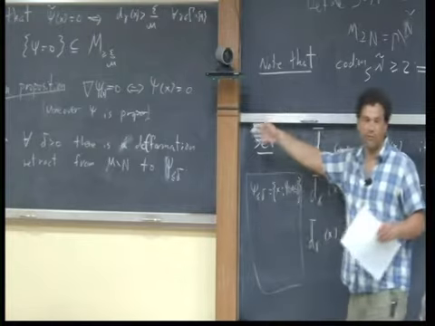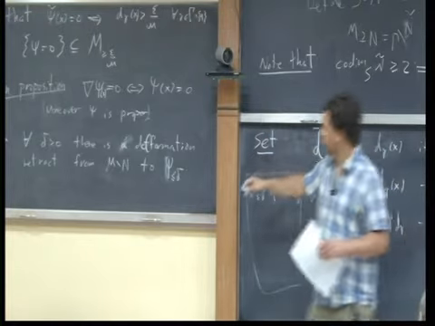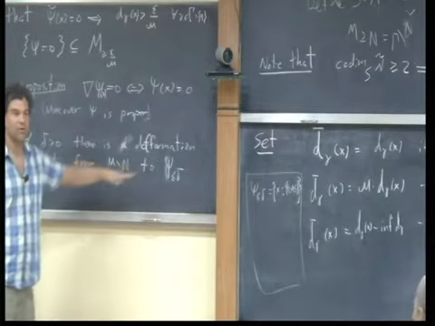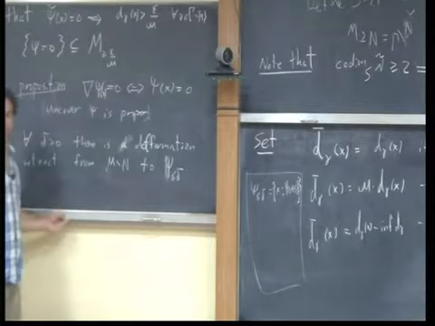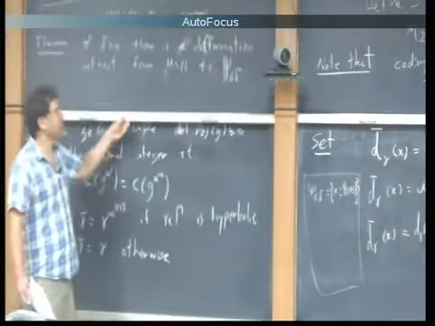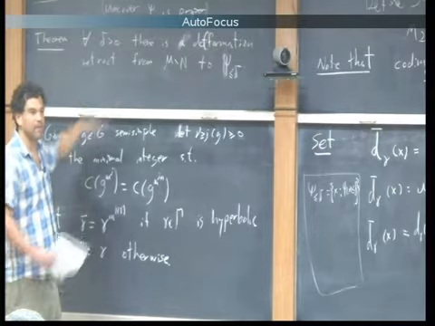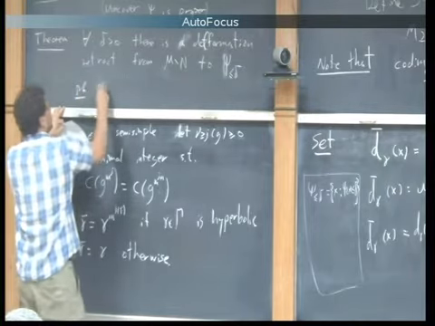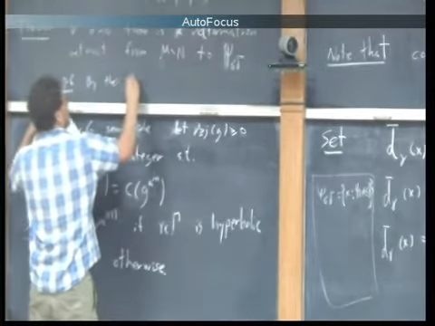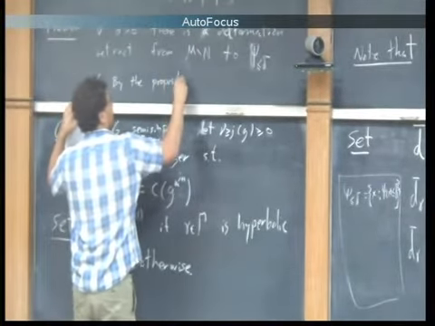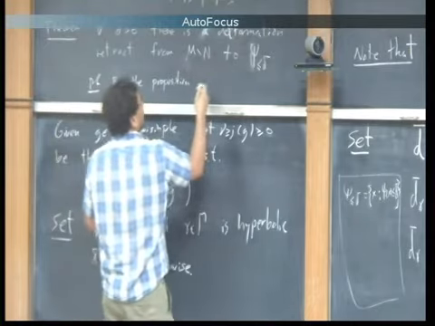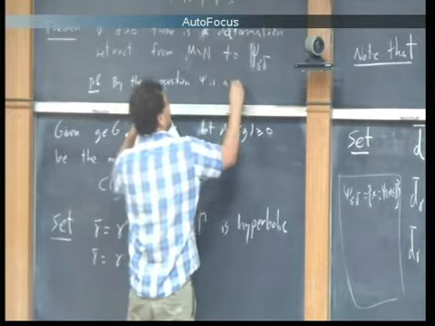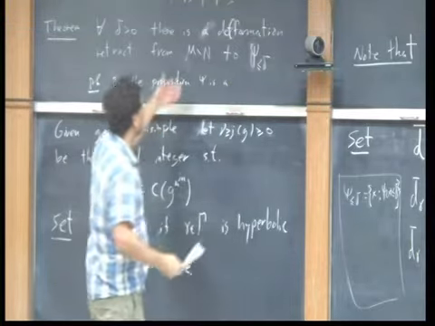Similar to how we define thick part, thin part. So there is a deformation retract from M minus N to this set. Why? This is just the basic Morse lemma from Morse theory. This is because, by the proposition, psi is a Morse function. So there's no singular points.